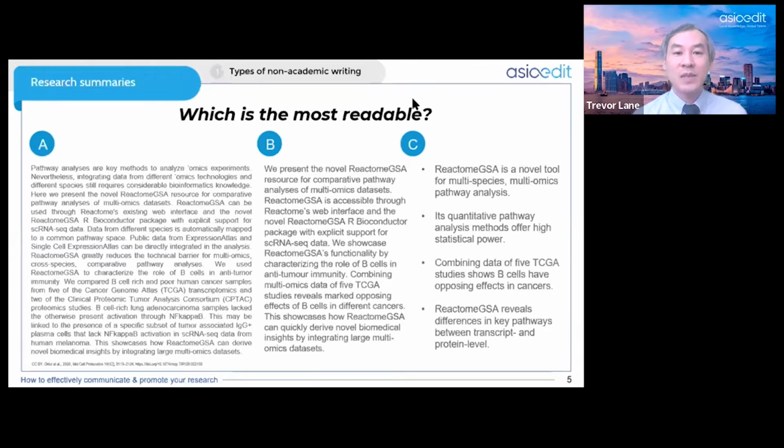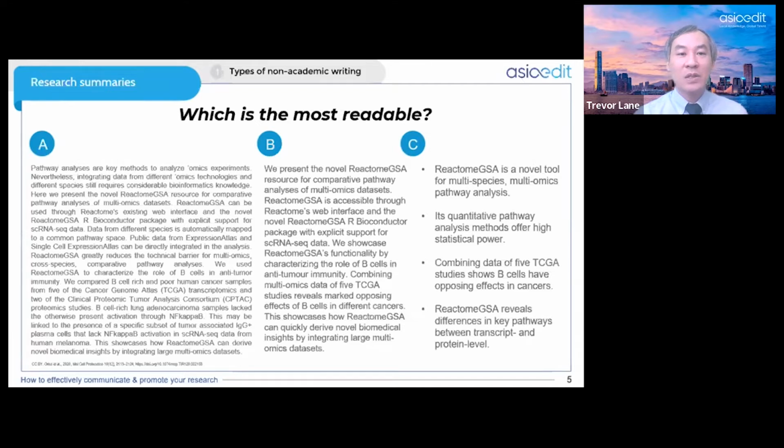Okay, so someone's typed C. Maybe tell me why you think it's the clearest or most readable. We have another C, good. Anyone for A or B? Okay, we have a lot of C's. Yes, it's more straightforward, someone says. I agree with you. So let's have a look.